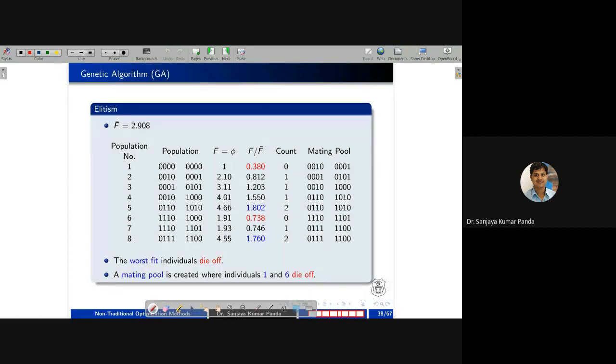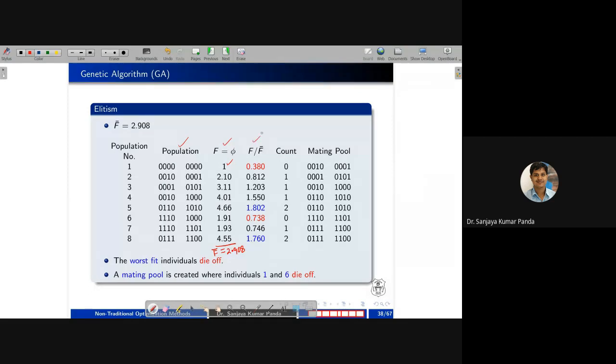So let us consider the same 8 population. These are the 8 different populations we have taken, and this is nothing but the phi value which we have calculated. That is nothing but the fitness value, right? First value fitness we have calculated as 1. Now I am calculating f bar. F bar is nothing but average fitness. Average fitness is coming as 2.908. You sum all the values divided by 8, you will get 2.908.